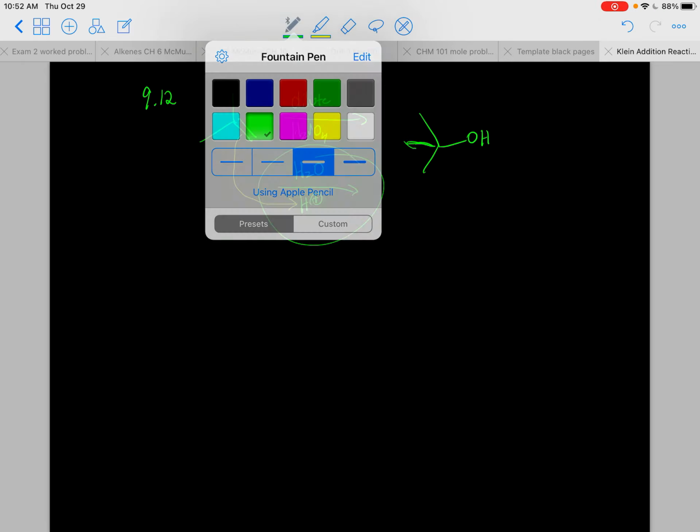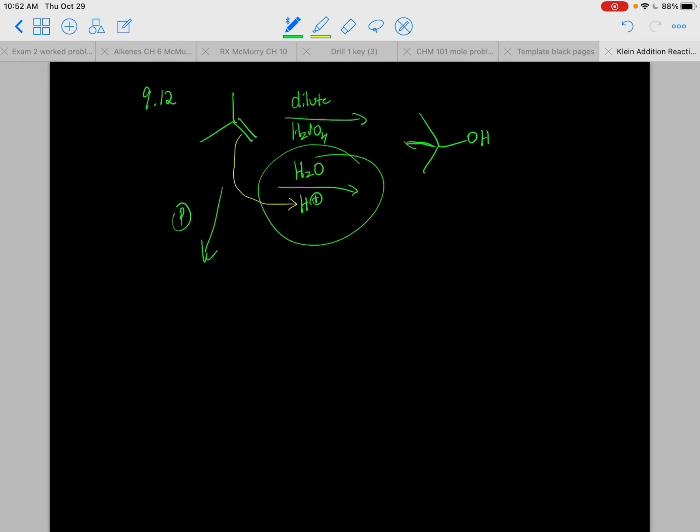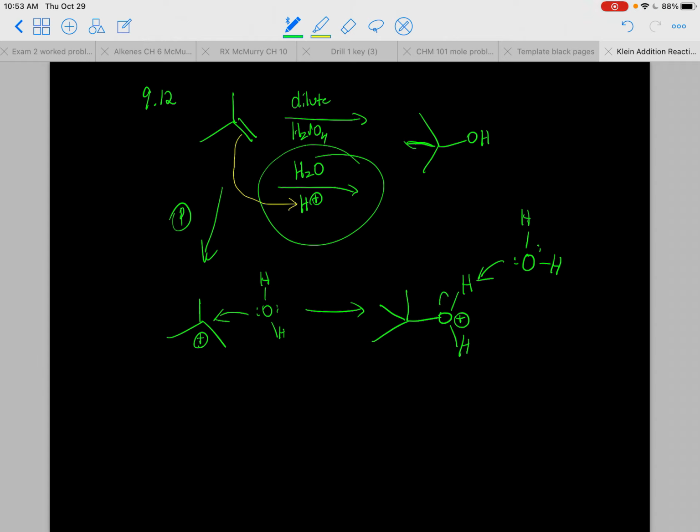First step, we have protonation. You form a more substituted carbocation. Water is now going to act as a nucleophile and attack the electrophile. Okay. And then you're going to have water that comes in and deprotonates the molecule. Okay, so that's PAD once again, and this is problem 9.12b.